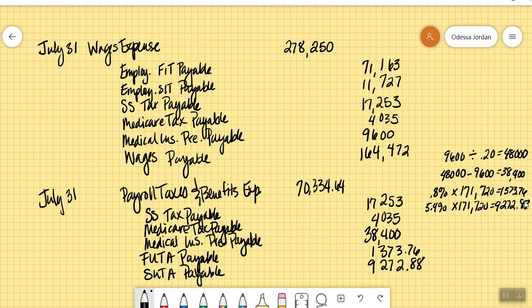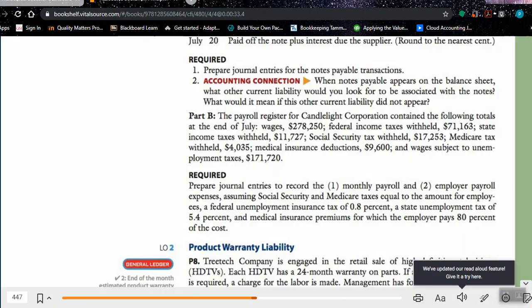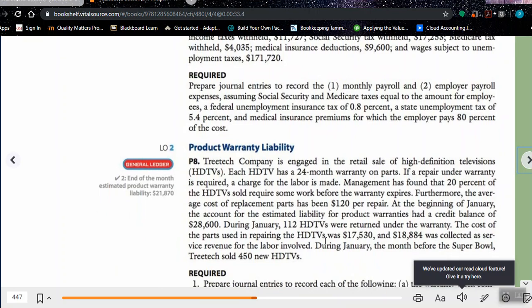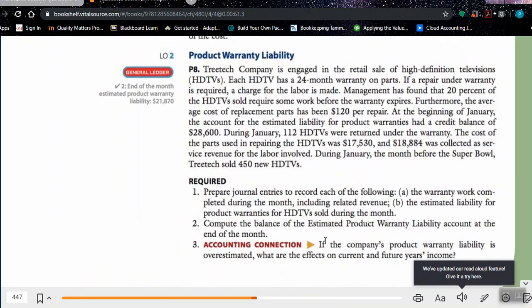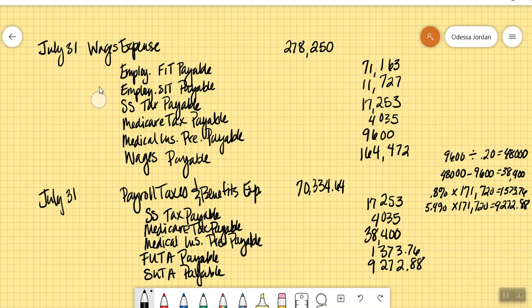The last practice problem that I want to take a look at comes from the product warranty area. It tells us that a company is engaged in the sale of high definition televisions. I'm not going to read through all of that. What they want us to do is to prepare journal entries to record each of the following: A, the warranty work completed during the month, and then B, the estimated liability. So, let's go on over here and erase what I have here.